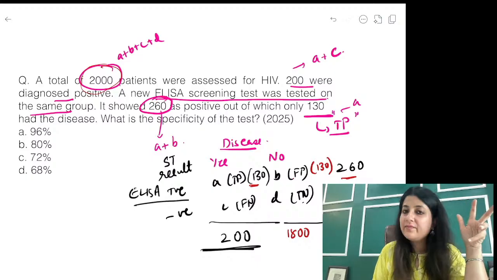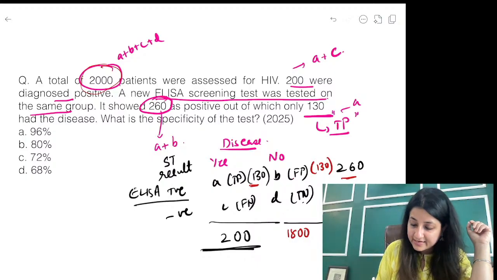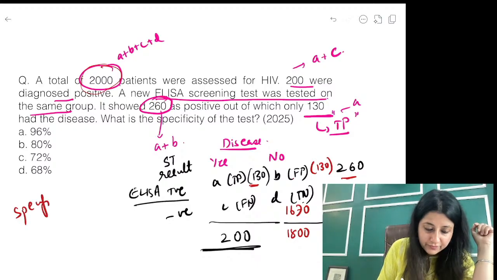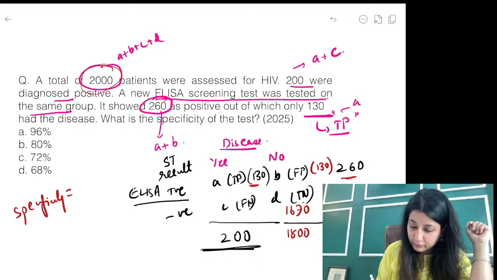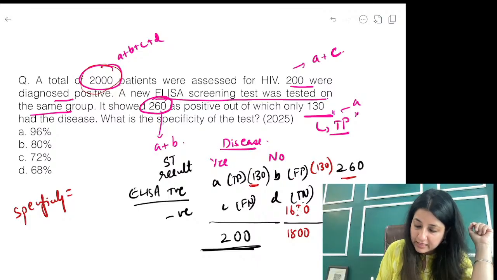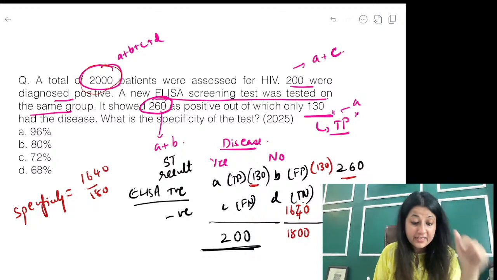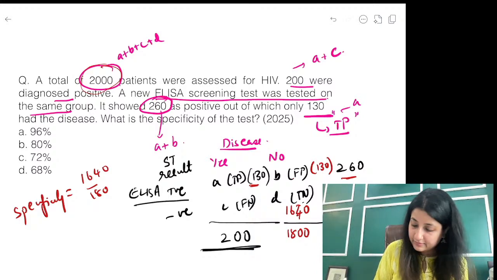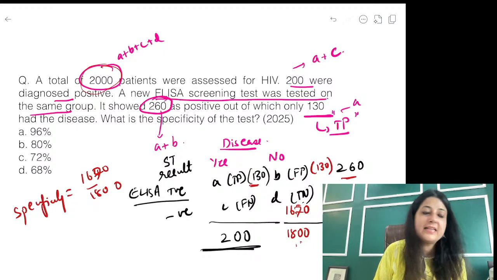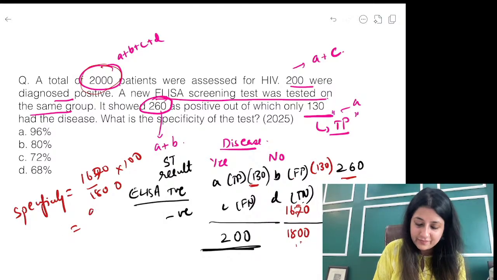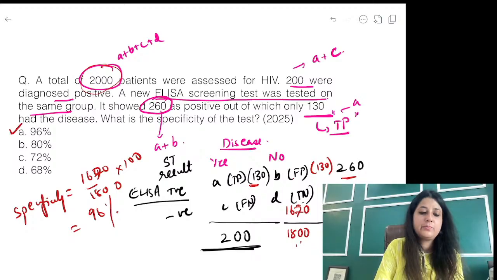Now how much will TN be? 1800 minus 130. When you do 1800 minus 130, it will be 1670, and they are asking you specificity. So that will be 1670 by the total. The total is 1800 into 100. There is hardly any difference, so more than 90%, about 96%.